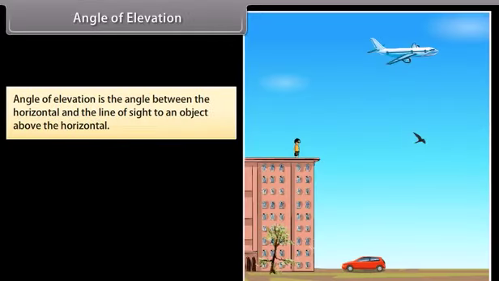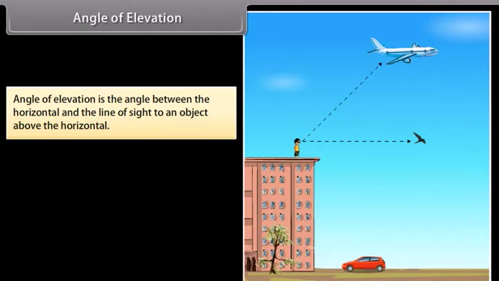Angle of elevation is the angle between the horizontal and the line of sight to an object above the horizontal. Let us take an example to understand this. In this picture, an observer is standing at the top of a building and looking straight ahead at the birds which are in the horizontal line. The observer must raise his eyes to see the airplane which is in the slanting line. This line is also called as line of sight.